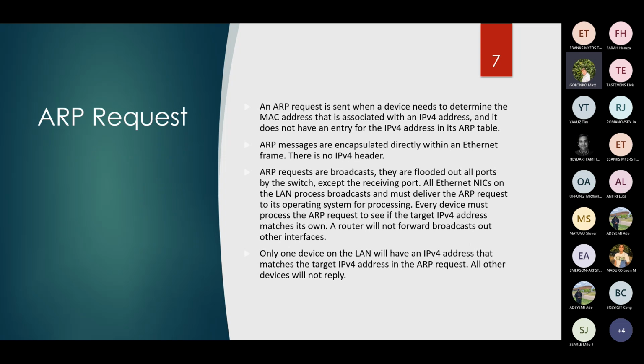Moving on to ARP request. An ARP request is sent when a device needs to determine the MAC address that is associated with an IPv4 address, and it does not have an entry for the IPv4 address in its ARP table. ARP messages are encapsulated directly within an Ethernet frame. There is no IPv4 header. ARP requests are broadcasts. They are flooded out of all ports by the switch except the receiving port. All Ethernet NICs on the LAN process broadcasts and must deliver the ARP request to their operating system for processing.